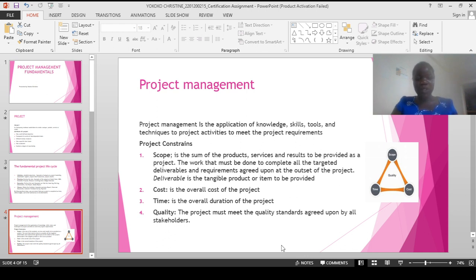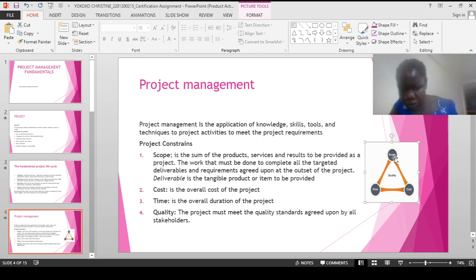And then furthermore, we shall look at the project constraints. What are these essential things? There are majorly three, and quality is also one of them. There is this diagram here. If we start with scope, scope is the sum of the products, services and results to be provided as a project. That is the scope of what we are going to do in the project, and it is one of the constraints.